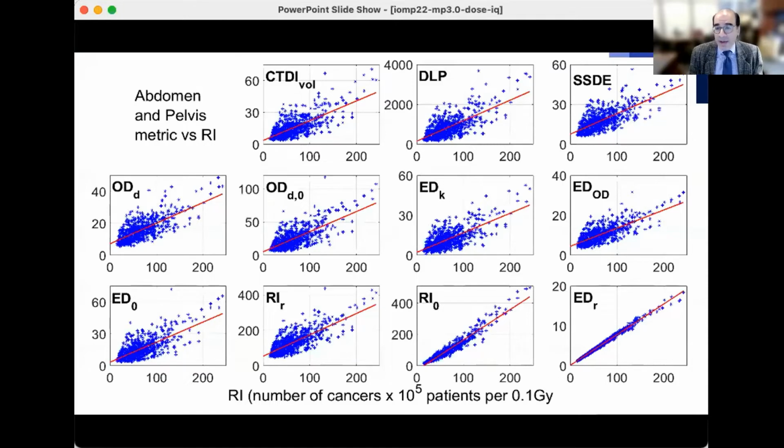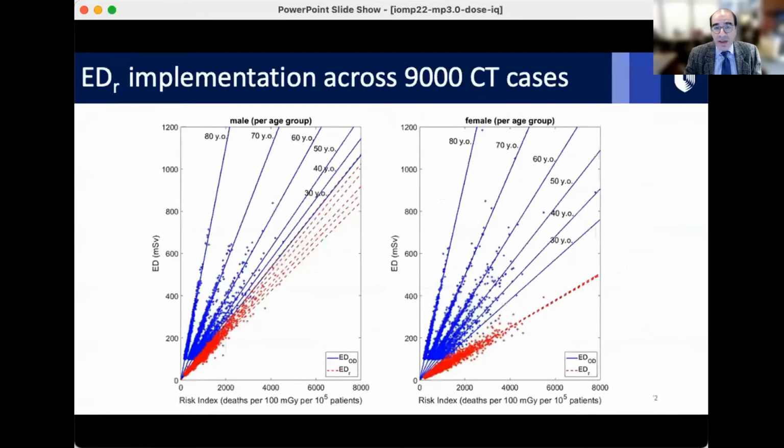On the y-axis, I am putting various metrics of risk from that previous slide. So if you look at the upper left one, here's CTDI as a function of risk index. And you see most metrics have very poor correlation with the actual risk to the patient. But that last one probably has the closest correlation. We did this study across 9,000 CT exams, which was, again, reported in the paper.